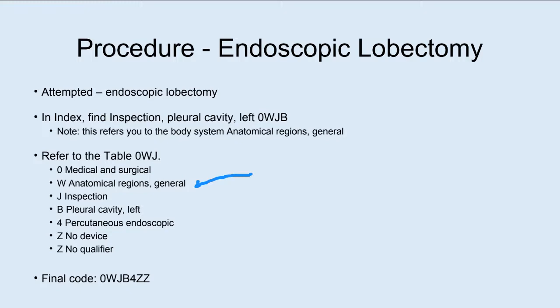Okay, so we end up with 0 medical and surgical, W anatomical regions general, J inspection, B pleural cavity left, 4 percutaneous endoscopic, so it's an endoscope and there's no natural way to get to the pleural cavity, so we have to go through the skin, Z no device, Z no qualifier. So the final code is 0WJB4ZZ.